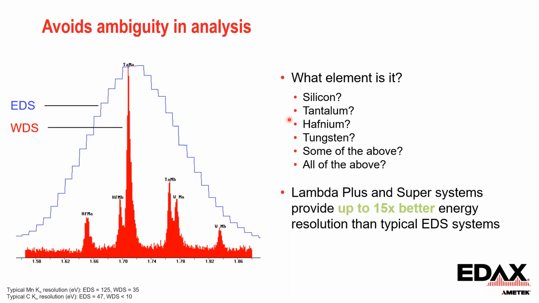But Lambda Plus and Super systems provide up to 15 times better energy resolution than typical EDS systems. So all of these overlapping peaks in EDS can be well resolved in the WDS spectrum.